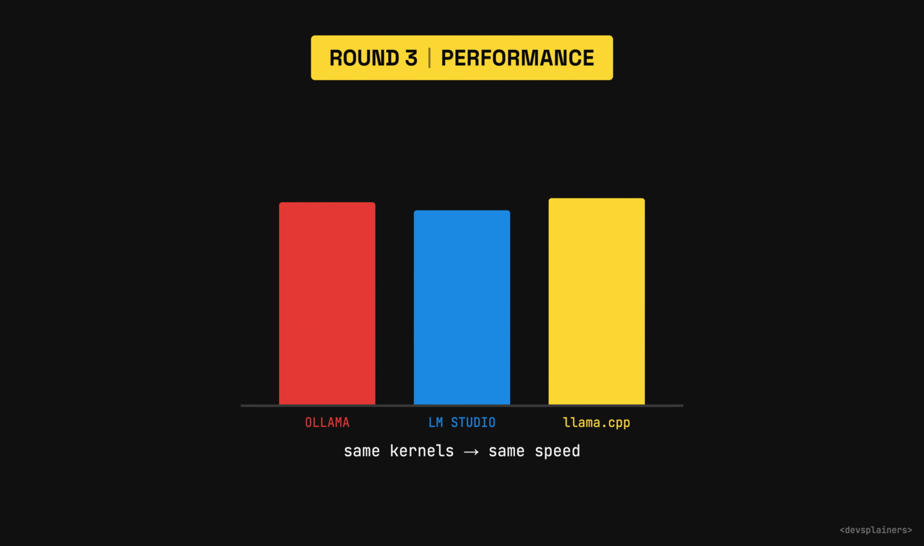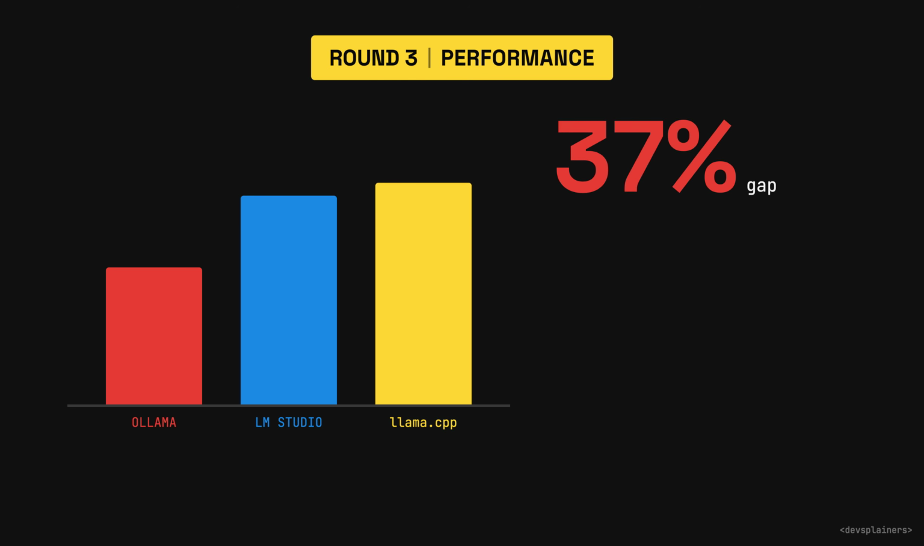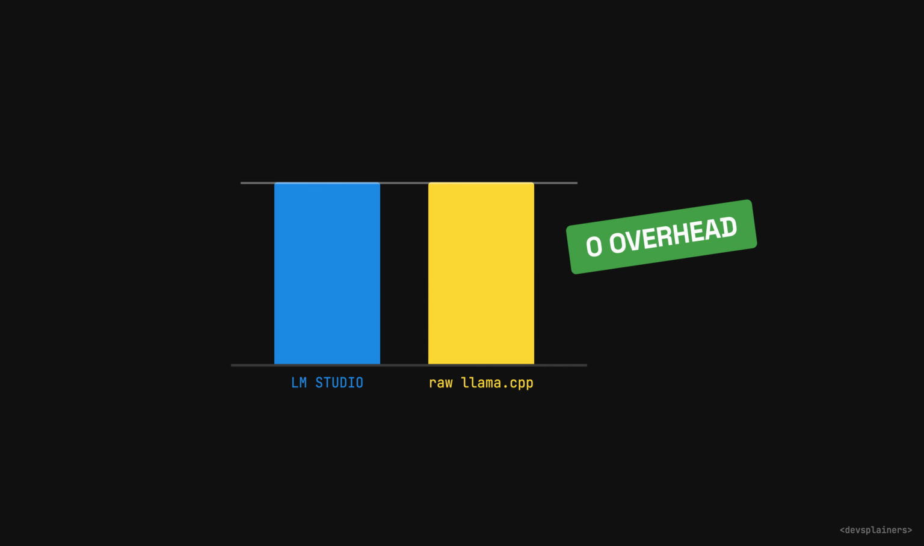On the same model with matched settings, all three land within about 10% of each other, because they're running the same kernels. That famous 37% gap for Ollama? Real, but it showed up in long multi-turn chats, and it traced back to Ollama's caching falling over between turns. The math itself was identical. LM Studio in the same careful test added zero measurable overhead over raw llama.cpp. Tokens per second is a bad reason to pick a tool.